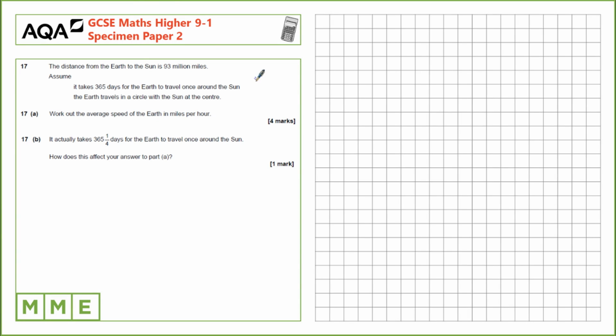Question 17. Given the above information, work out the average speed of the Earth in miles per hour for 4 marks. To calculate speed, we need to know the distance and the time taken. The distance in this case is the distance around the Sun, which we're told it travels in a circle, and the distance there would be the circumference, which we know is pi times the diameter. The diameter would be 93 million miles times 2, because this is the distance from the Earth to the Sun.